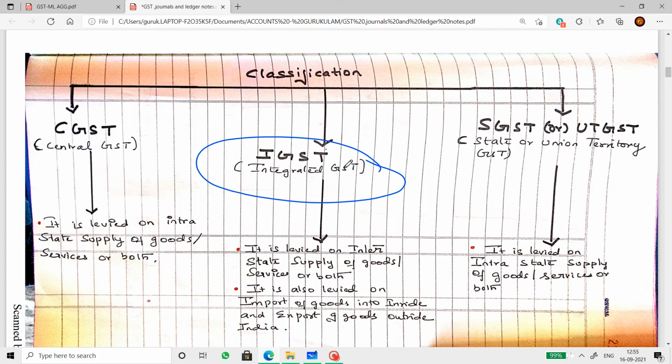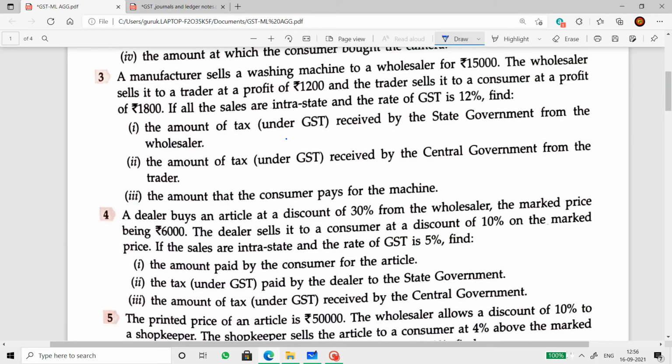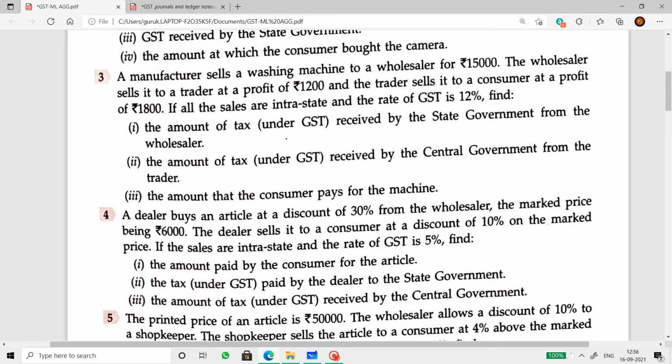Hope you understood this. I've described this in the notes later. You can copy this down. So let's start with the sums now. Here in this video, I'm trying to do questions 3, 4, 5, 6 of ML Aggarwal. Once I do the third sum, I'm sure you will be able to do the first and second sum on your own. Alright, so let's start with the third question.